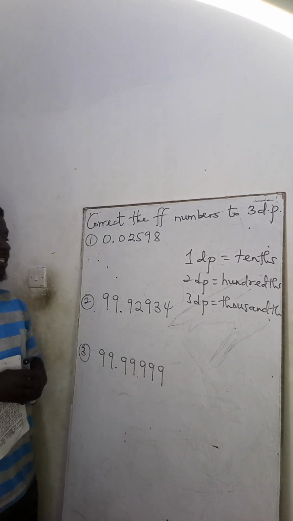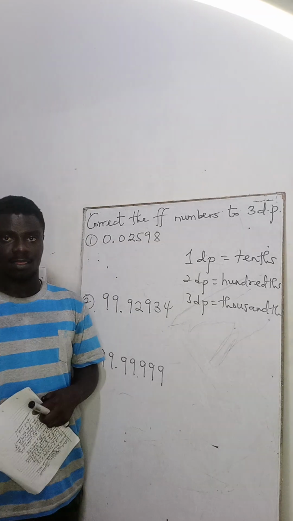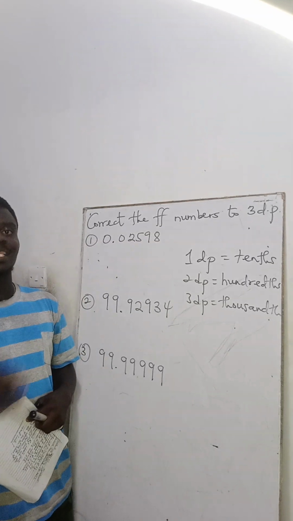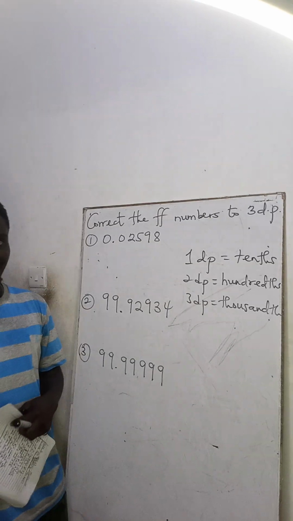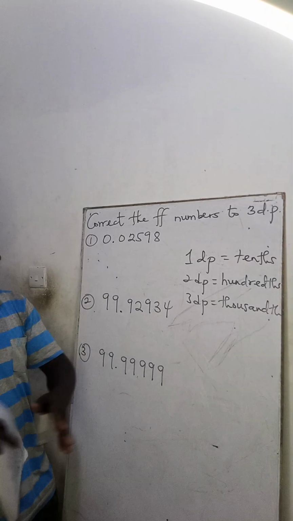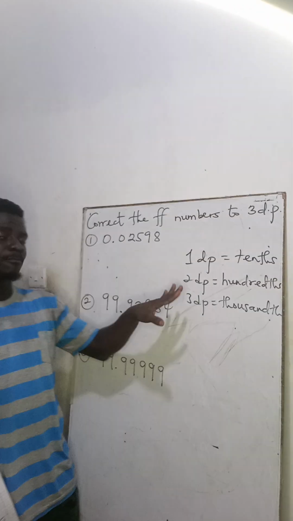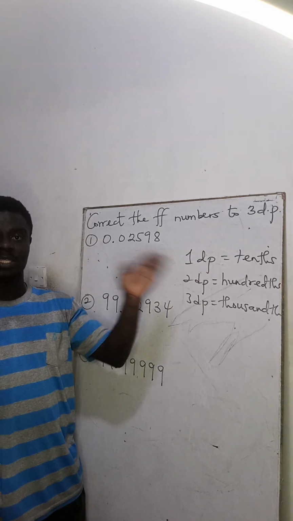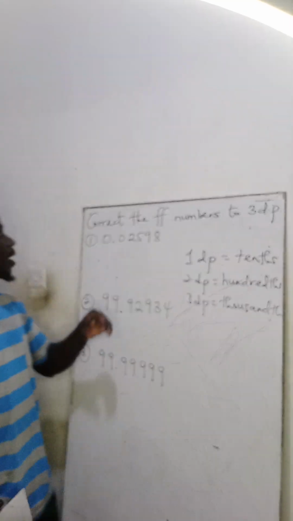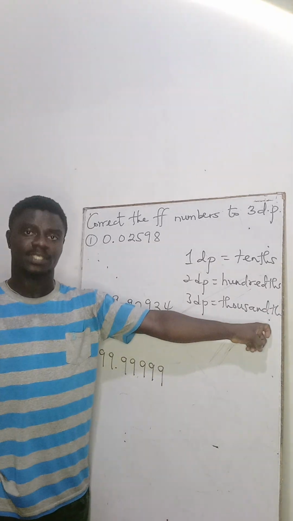So take note of that. 4 decimal places, we call it ten-thousandth. 5 decimal places, hundred-thousandth. Take note. So next time, if you don't see 1 decimal place, and you see tenth, then you have to know that they mean the same thing. Okay. So 3 decimal places, I can say correct that to the nearest thousandth.